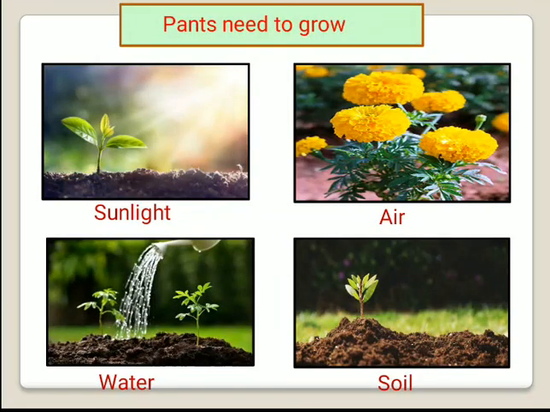Students, as human beings, we need air, food, water and shelter to live. Like this, plants also have their basic needs to grow. Plants need sunlight, air and water to grow. They also need soil from which the roots take nutrients.